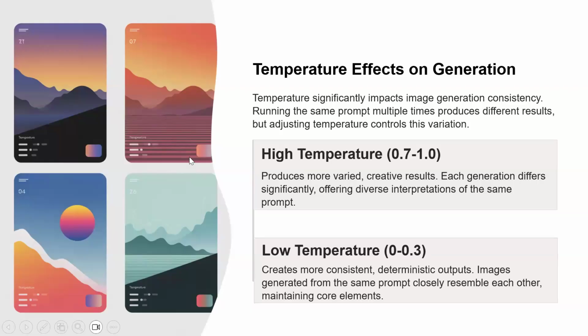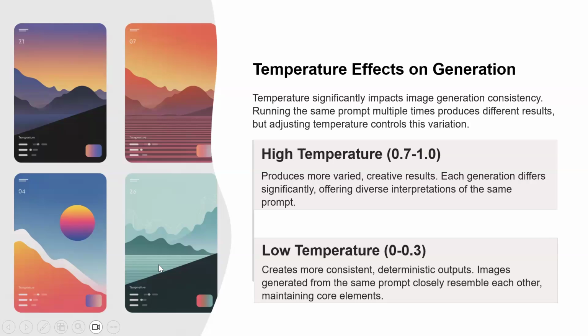But if we want different variations of this same image, we'll use high temperature. What that does is you have an image looking like the first one, but with a different color. The mountains look similar, but the colors are different. The one below has a circular object. It could be the moon or the sun, but it looks slightly different.